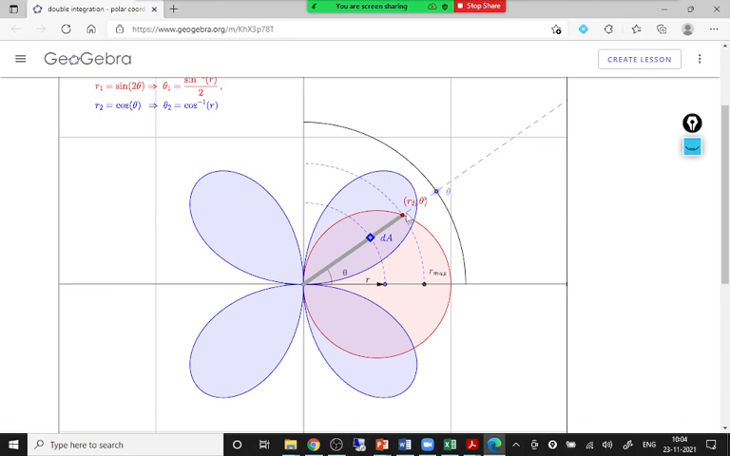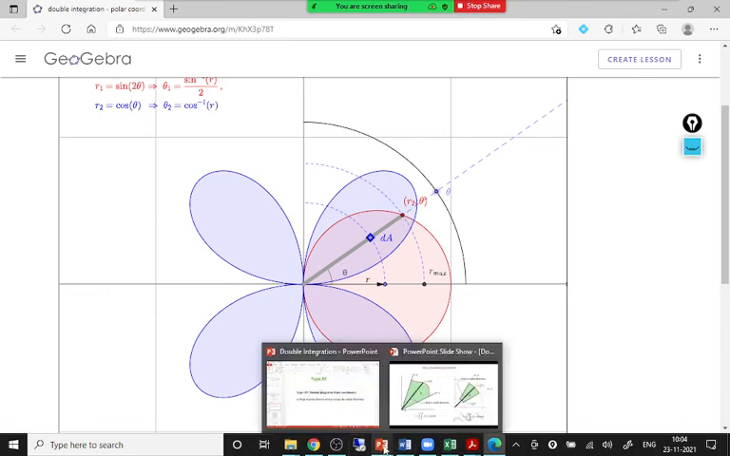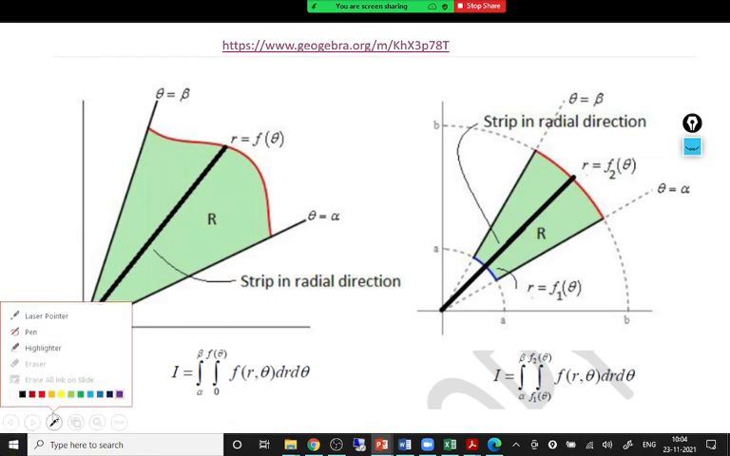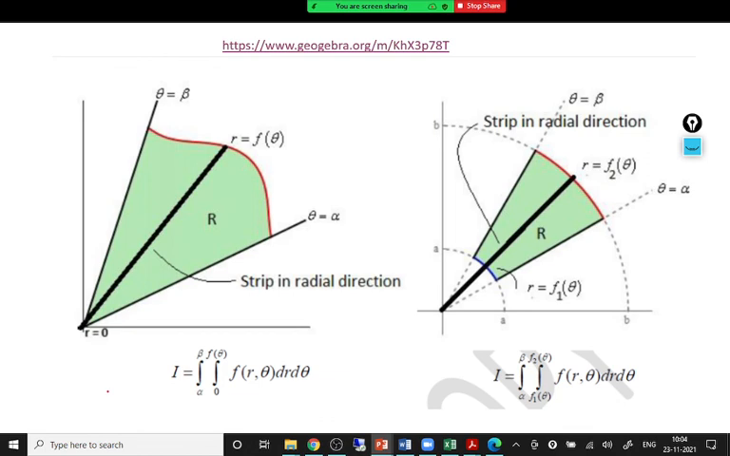That way the strips are considered, but I know it is very difficult to understand with a single example. When we see the examples in the next session, this will become clearer. But right now, I just want to show you that suppose the required region is like this. This is the region of integration.